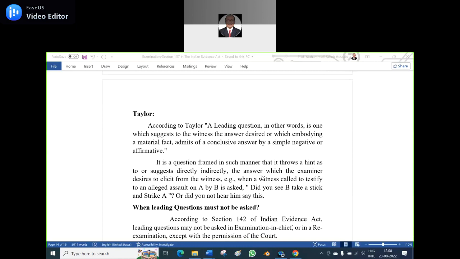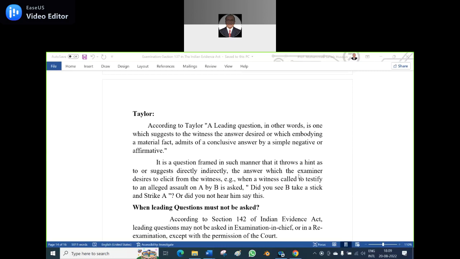It is a question framed in such a manner that it throws a hint as to, or suggests directly or indirectly, the answer which the examiner desires to elicit or extract from the witness. E.g. What is meant by e.g.? Exempli gratia, spelled E-X-E-M-P-L-I, space, G-R-A-T-I-A. It is the abbreviation for the Latin term, written as E full stop, G full stop, comma, and continuation. That is the way of writing.